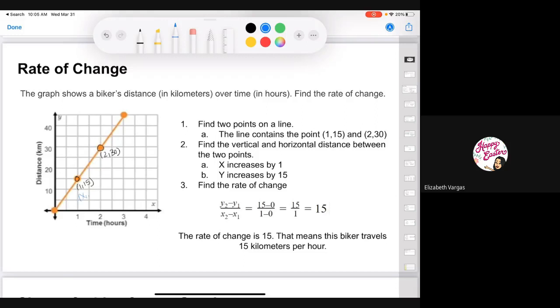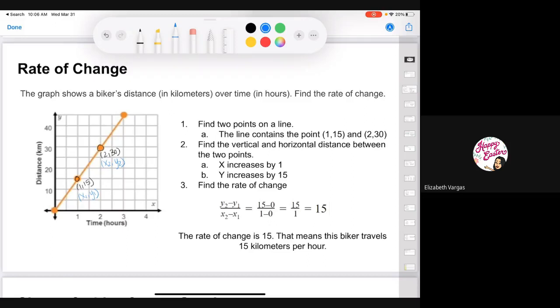This is your x1 and your y1. This is your x2 and your y2. You plug that in, and you get the following equation that you see here. 15 minus 0 is 15. 1 minus 0 is 1. So you're just doing 15 divided by 1, which is 15. That means the rate of change is 15. What this tells us is that the biker travels 15 kilometers per hour.